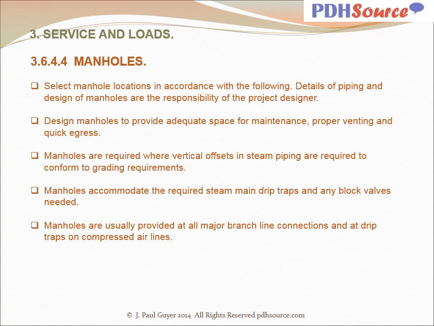With regard to manholes, select manhole locations in accordance with the following. Details of piping and design of manholes are the responsibility of the project designer. Design manholes to provide adequate space for maintenance, proper venting, and quick egress. Manholes are required where vertical offsets in steam piping are required to conform to grading requirements. Manholes accommodate the required steam main drip traps and any block valves needed. Manholes are usually provided at all major branch line connections and at drip traps on compressed air lines.